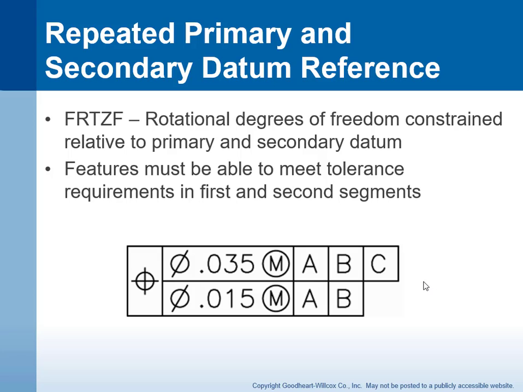So now we're going to talk about what happens when you have two datums listed in the second line of a composite tolerance, composite position tolerance. So when you're talking about the frame tolerance zone, the rotational degrees of freedom constrained relative to the primary and secondary datum, and then the features, again, must be able to meet the tolerance requirements in both frames. And then here's what that means with two datums.